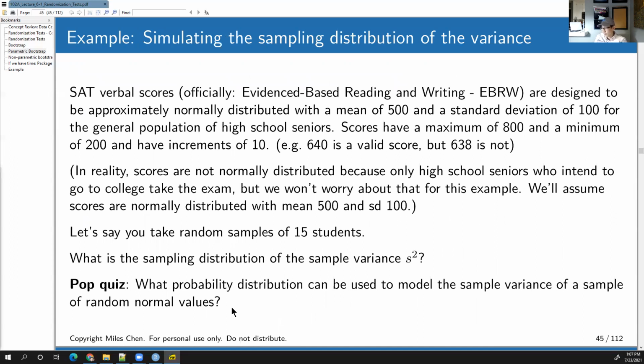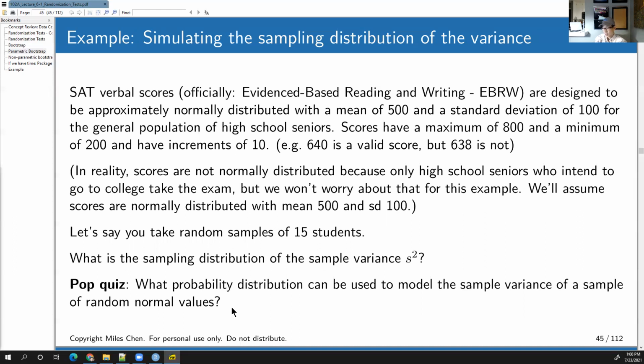All right, let's do an example. Let's say we have the SAT exam. Some of you might have taken it, some of you may not have. If you look at the verbal side, it's supposed to have a mean of 500 and a standard deviation of 100. But scores are also capped so that the maximum is 800 and the minimum is 200, and scores are always in increments of 10. So you can get a score of 640, but it's not possible to get a score of 638.